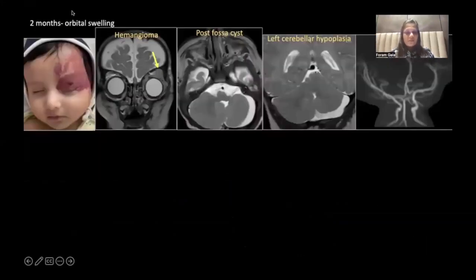This was a very interesting case of a 2-month-old child who comes with this hemangioma over the orbit and orbital swelling. And on MR, we saw this T2 hyperintense hemangioma in the extraconal space. Here we have CSF in the posterior fossa, a posterior fossa cyst, and then there is hypoplasia of the left cerebellum. The angio was normal, and this is a case of PHACES syndrome, which means posterior fossa malformations, hemangiomas, arterial abnormalities, coarctation of aorta, E includes eye abnormalities, and S for sternum.